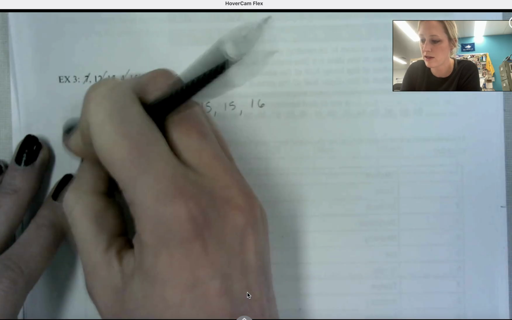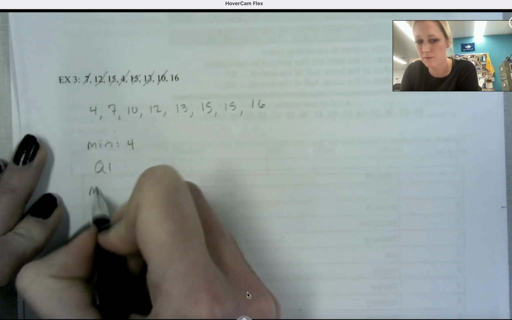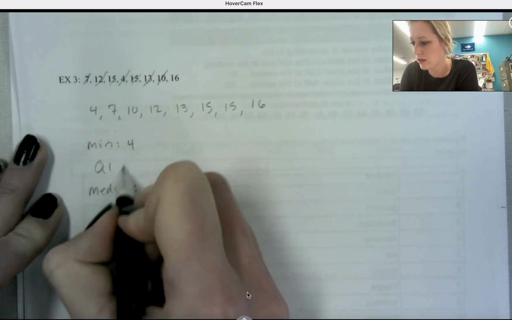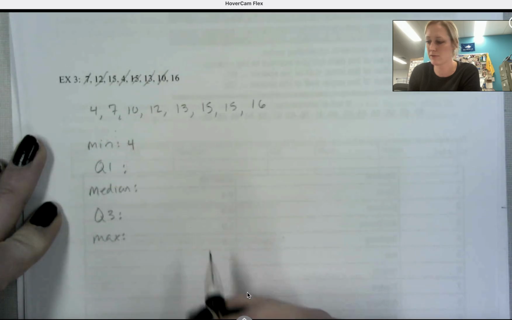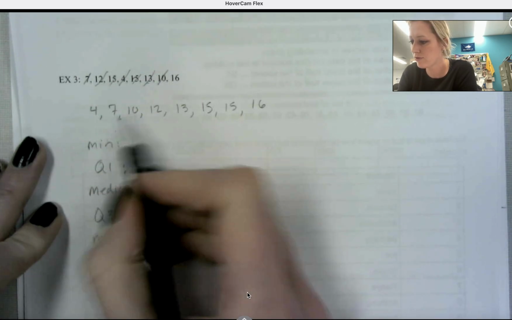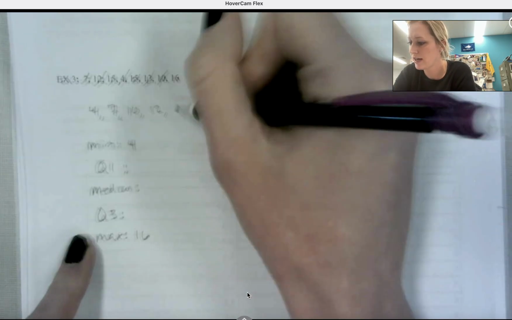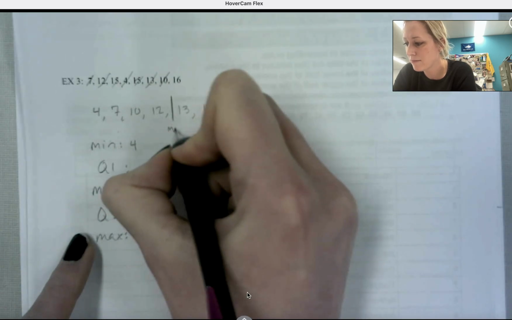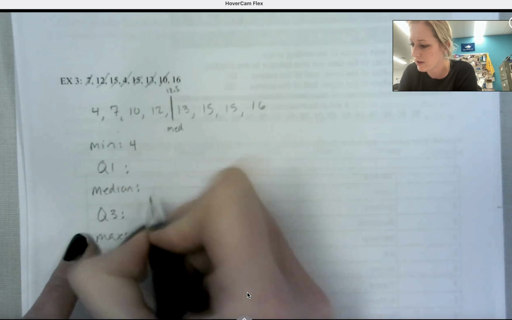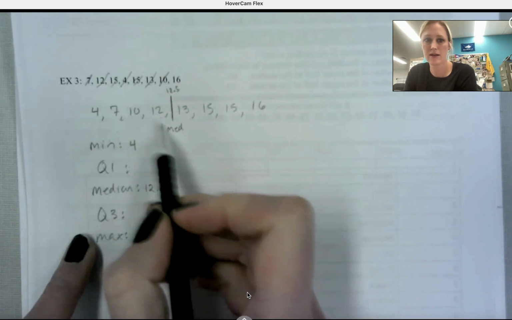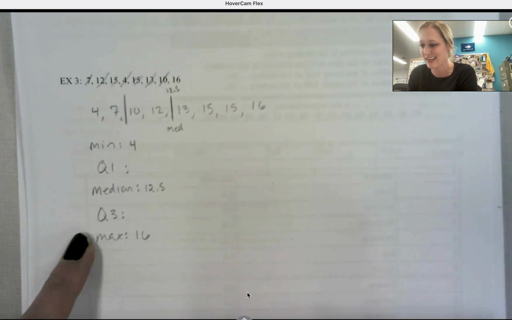Let's start with the easy ones. Our minimum is 4. We're looking for Q1, the median, Q3, and the max. The max we can see right away, now that we put them in order, is 16. Here I have 8 numbers. So 8 means I'm going to have 4 and 4 on each side. My median is going to be exactly in the middle of those 8 numbers. Halfway between 12 and 13 is 12.5. Q1 is the median of the lower half. I've got 4 numbers here. Halfway between 7 and 10 is going to be 8.5.